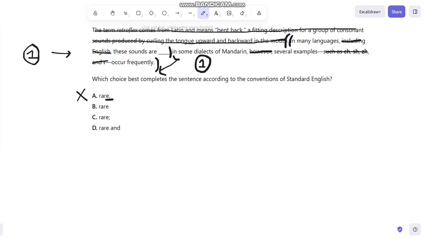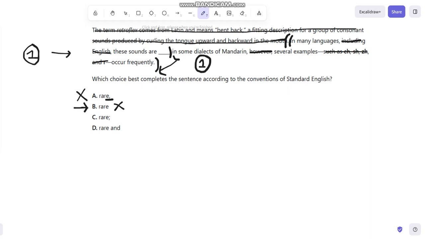Okay, let's check out option B. If you put option B into the blank, then you'll notice that you'll get a run-on sentence, meaning a sentence that does not use punctuation at all. And that sounds very absurd. Just try reading it. In many languages, these sounds are rare. In some dialects of Mandarin. See, this sentence does not make sense at all. We need two complete sentences. We need to dissect them into two halves. So obviously, B cannot be the answer.